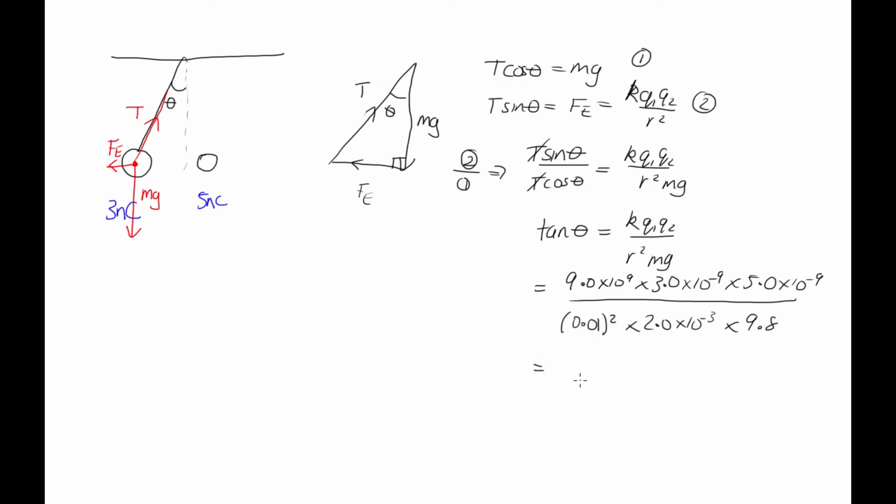So solving this on the calculator, we get 0.0689, which we can then solve for theta by taking the inverse tan, and this gives us 3.9 degrees. So that's how we can solve that problem.